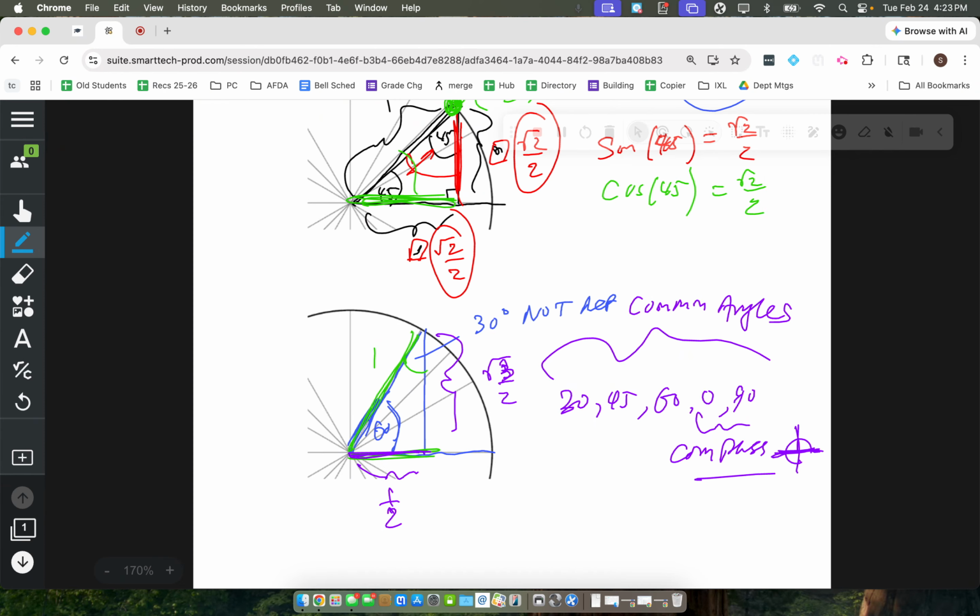And the sine and cosine values of these common angles are limited to 1/2, root 2 over 2, and root 3 over 2. Root 2 over 2 is for your 45s. 1/2 and root 3 over 2 are for your 30s and 60s. Okay? And so let's see what we're talking about when we look at the entire unit circle.